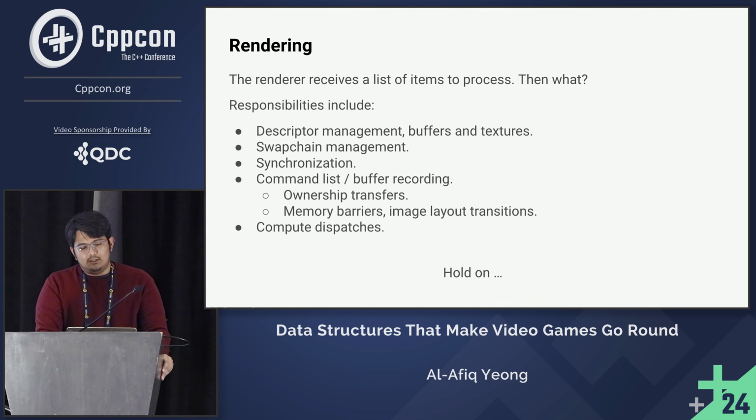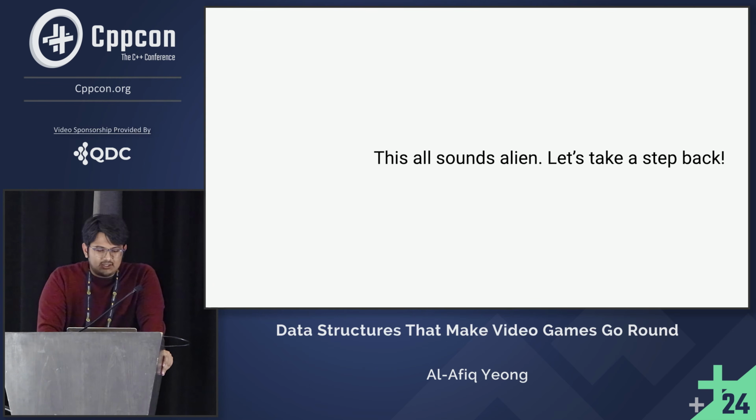Now that the renderer has received a list of items to process, then what? Well, the renderer does many things. It does descriptor management. It has buffers for buffers and textures. There's swap chain management. There's synchronization between the different queues. There's command buffer recording, ownership transfers, memory barriers for resources, image layout transitions, compute dispatches. But hold on. We're C++ programmers. We're not graphics programmers. So this all sounds really alien. Let's take a step back.